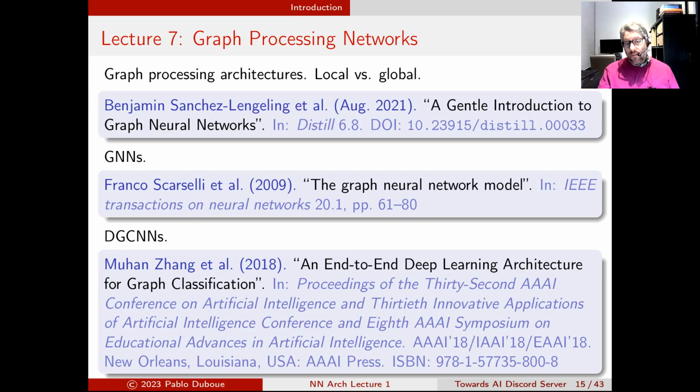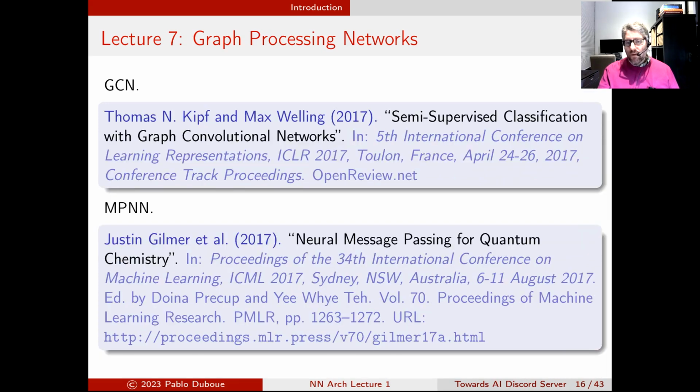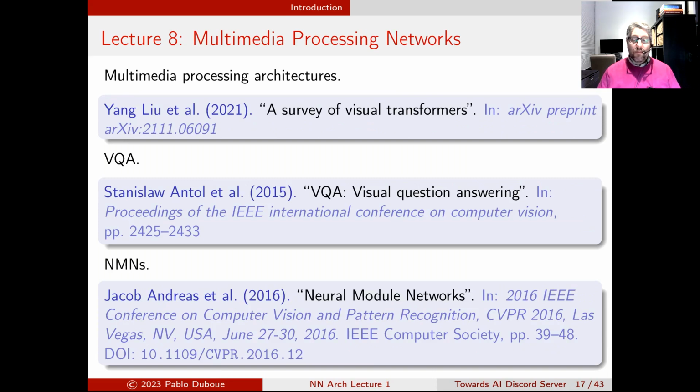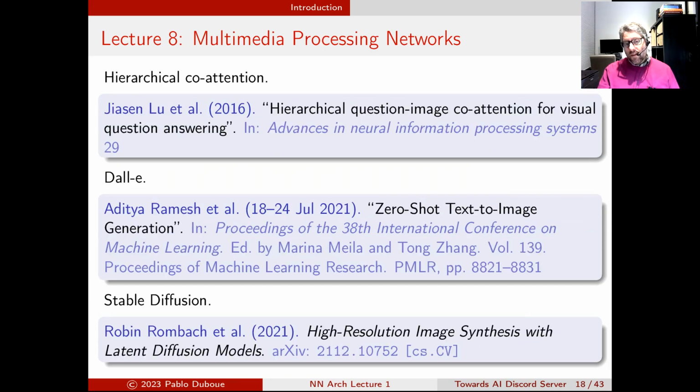In lecture 7, we are going to see graph processing networks, the issue of local versus global, GNNs, DGCNNs, graph convolutional networks, and neural message passing. Lecture 8 is personally one of my favorite lectures. We are going to see multimedia processing architectures, visual question answering, neural module networks, hierarchical co-attention, and then the techniques used by DALL-E and Stable Diffusion.